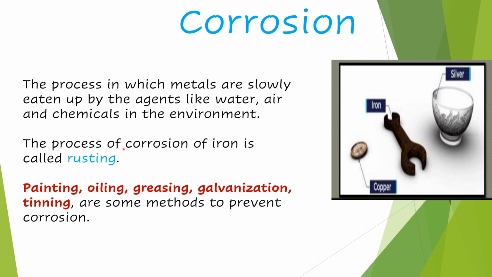So the ways are painting. By applying a layer of paint on metal articles, we can prevent them from corrosion. Oiling: as we know, for the chains of bicycles and motorcycles, we use oil. So this method can also work. Greasing, and galvanization. In galvanization, a layer of zinc is coated on the metal articles to prevent them from corrosion and rusting.